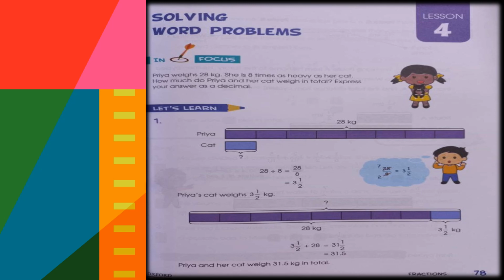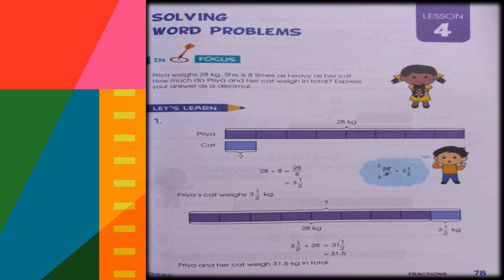In this example, we have represented the cat's weight as one block, or a single block. Now, Priya is 8 times heavier than the cat, so Priya's weight is represented by 8 blocks. Now, 8 blocks is equivalent to 28 kg. So, in order to find out the weight of one block, we are going to divide 28 by 8.